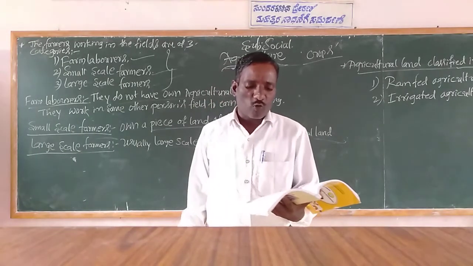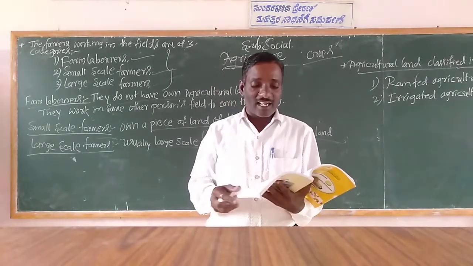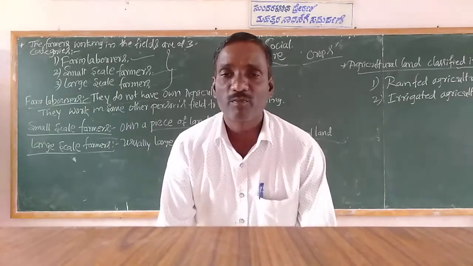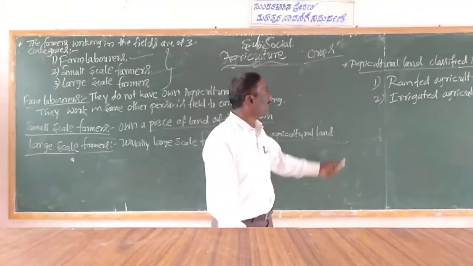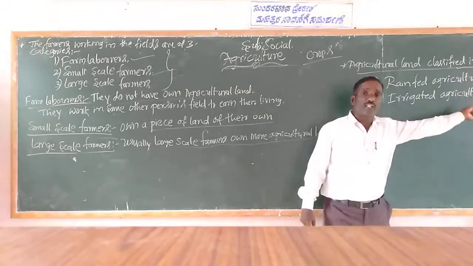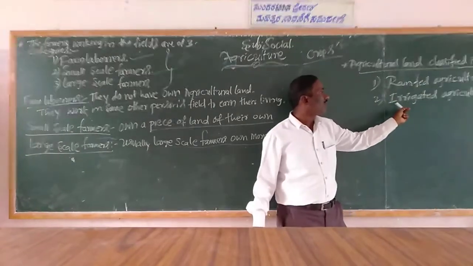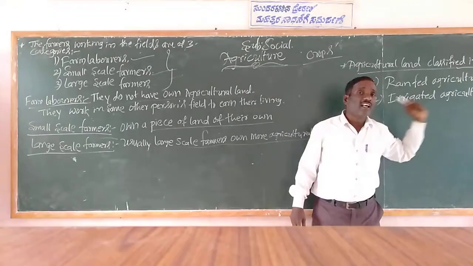We know that the farmers do agriculture in the agricultural land. Agricultural land has been classified into two categories. First one, rain-fed agricultural land. Second one, irrigated agricultural land.